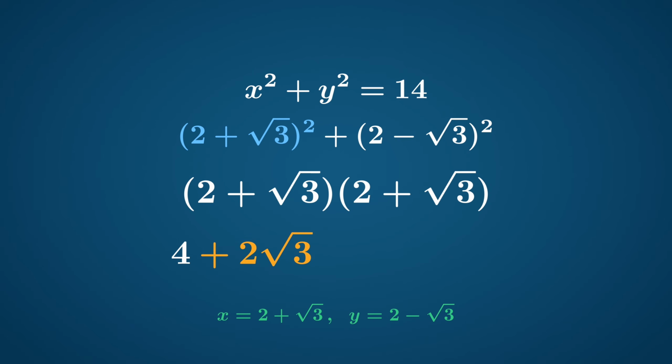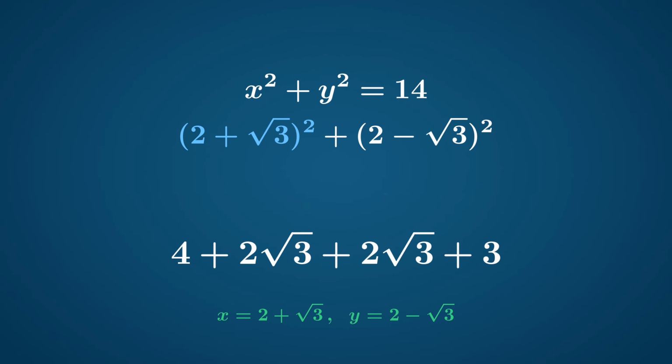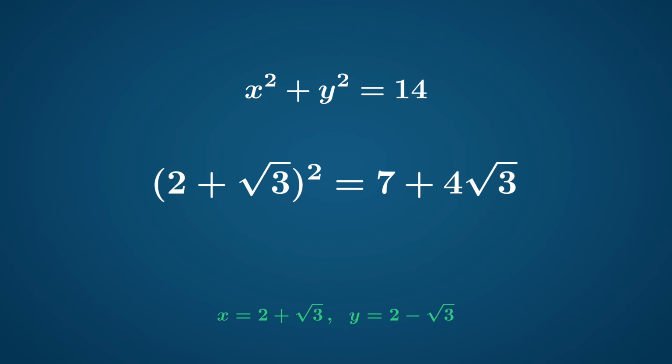Using the distributive process, we multiply the first terms to get 4. We multiply the outer terms to get 2 square root of 3. We multiply the inner terms to get another 2 square root of 3. We multiply the last terms, square root of 3 times square root of 3, to get 3. We combine these parts. Adding the integers 4 and 3 gives 7. Adding the two radical terms gives positive 4 times the square root of 3. The first binomial squared results in 7 plus 4 times the square root of 3.